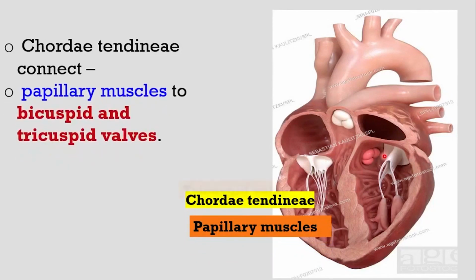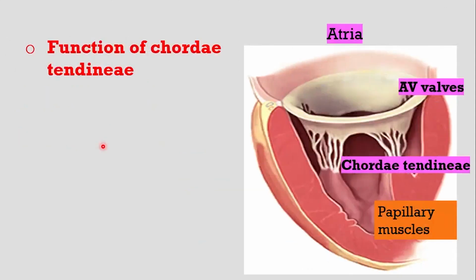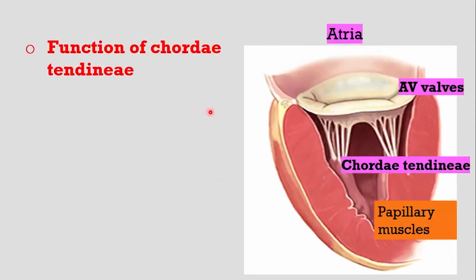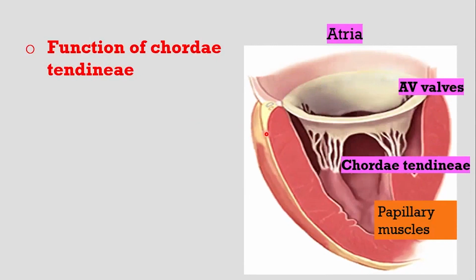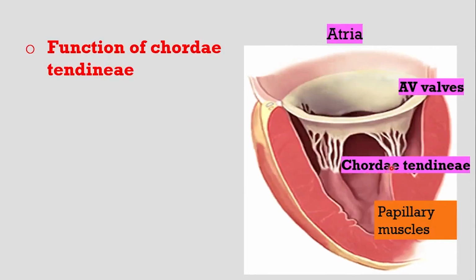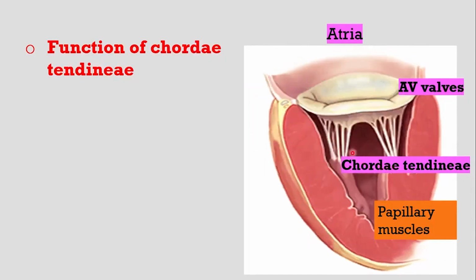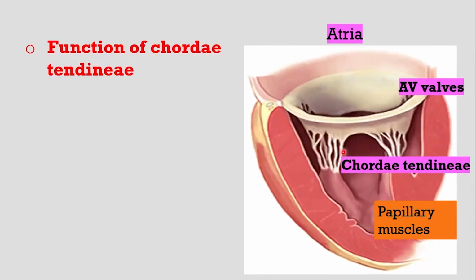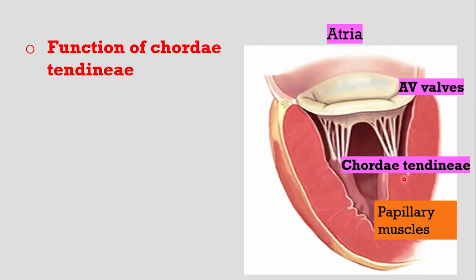At one end, these chordae tendineae are connected to papillary muscles. At the other end, they are connected to the bases of the cusps of the tricuspid and bicuspid valves. What is the function of chordae tendineae? How do they help in the proper functioning of the heart? You observe the picture carefully. The white cord-like structures present here are known as chordae tendineae.